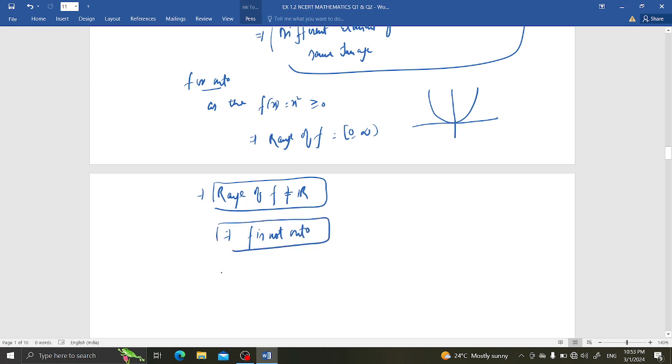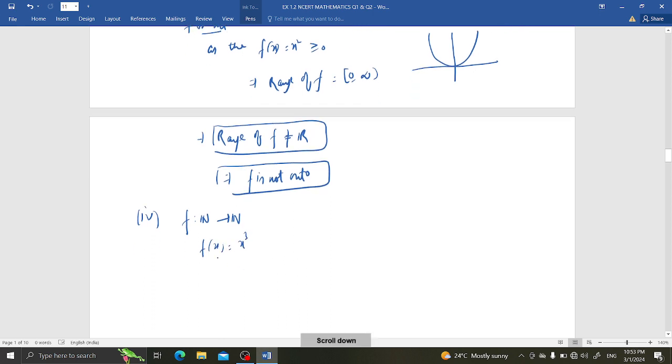Done? Okay. Now the next one, the fourth one. The function is defined from the set of natural numbers to the set of natural numbers, and they define the function f of x equal to x cube. Now you can see that for 1-1, let x1, x2 belong to N and f of x1 equal to f of x2.